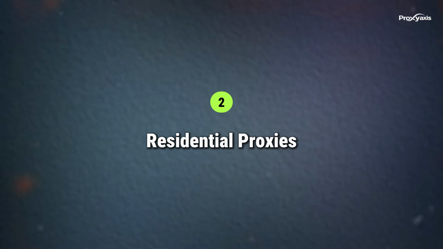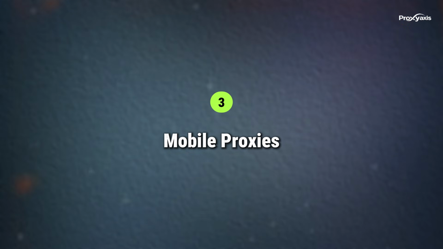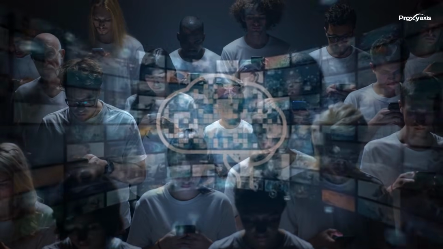Number 2, residential proxies. These use IP addresses from real devices and real homes provided by actual internet service providers. They're harder to detect, more trustworthy in the eyes of websites, but they cost more and can be slightly slower. Number 3, mobile proxies. These route traffic through real mobile carrier networks. They're considered the most trusted type because millions of real users share the same mobile IPs naturally, making bot detection extremely difficult. The choice between these depends on your budget, your target website's security level, and how much stealth your project actually needs.